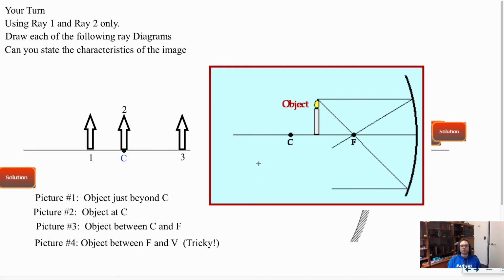It's actually farther away, my image looks farther away. It is enlarged, and it's going to be real, and it is also inverted.